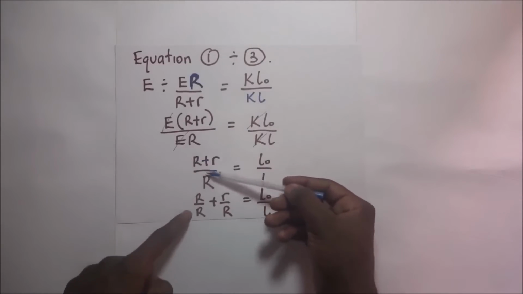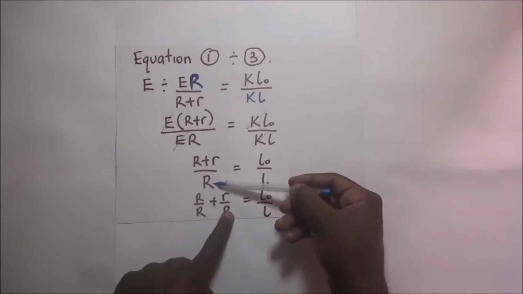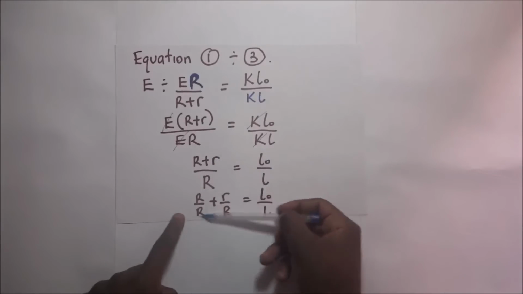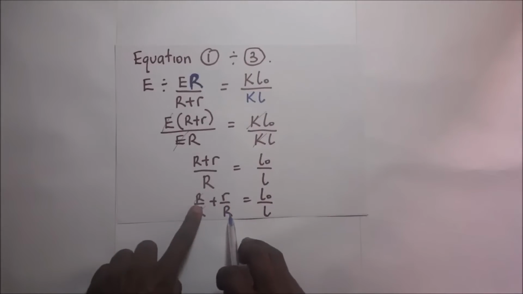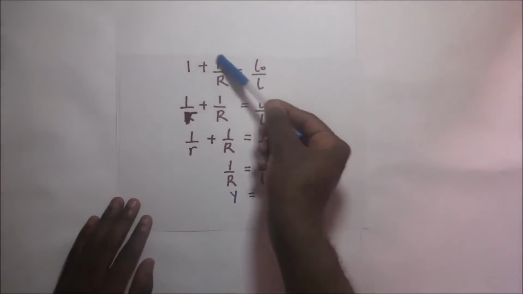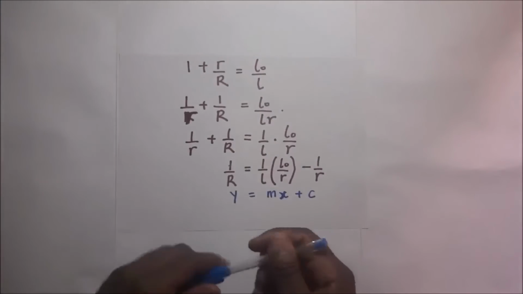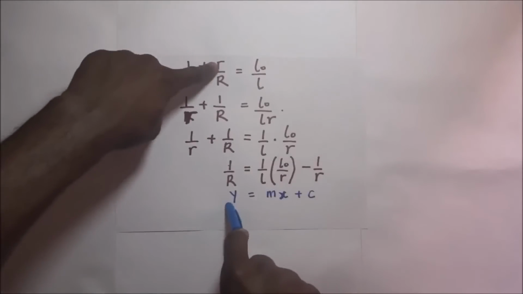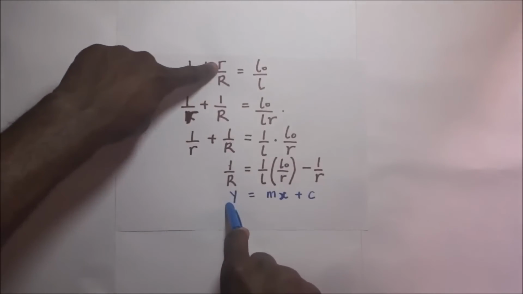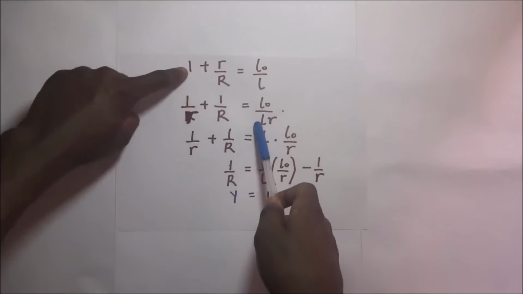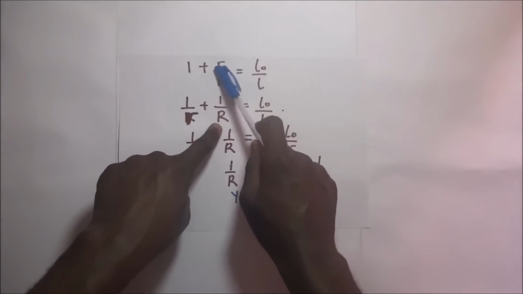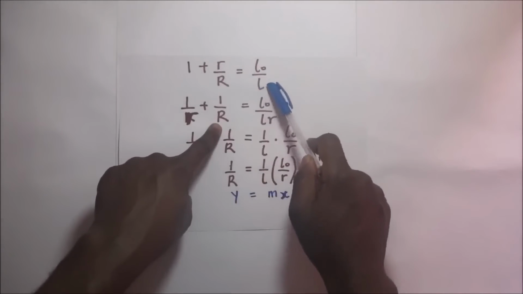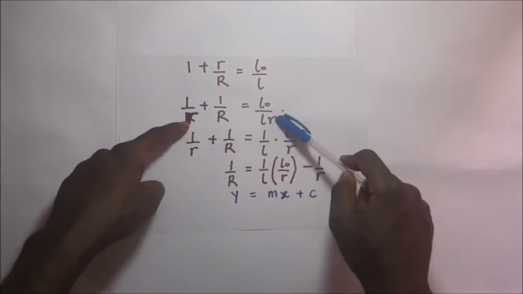splitting this is the same as R over R plus small r over capital R is equal to L naught over L. That's the expression we have. Of course, this R and that R will cancel. You remain with 1 right there. So it becomes 1 plus r over capital R is equal to L naught over L, which is just this step. So we divide through by small r so that we have 1 throughout. When we divide through by small r, this becomes 1 over r, like here, is equal to, of course, L naught over L, with the R's cancelling, is going to be L naught over LR. That explains our next step.